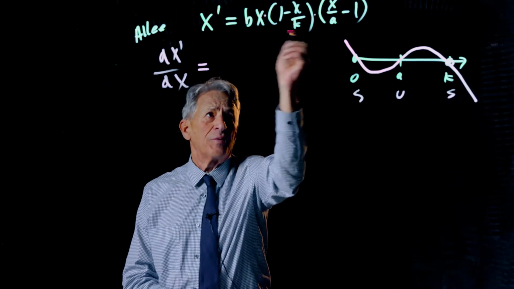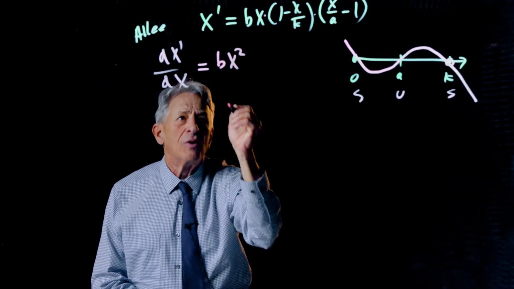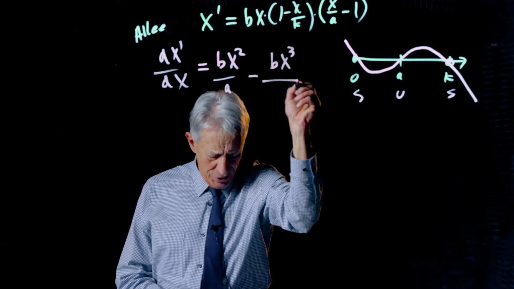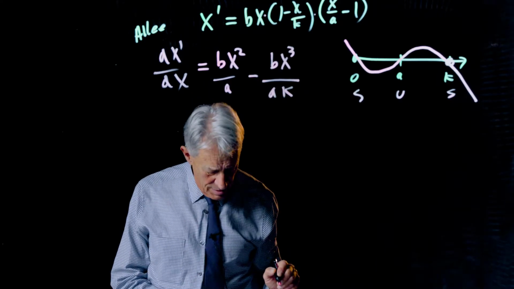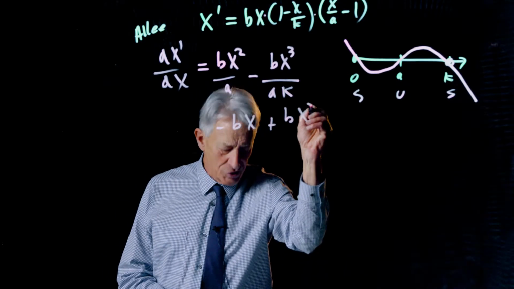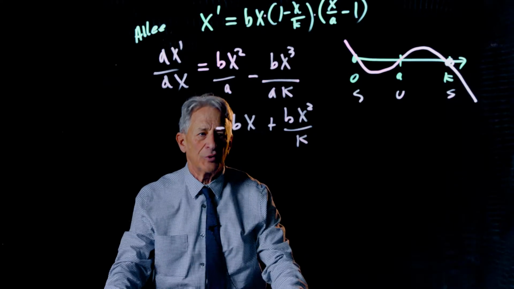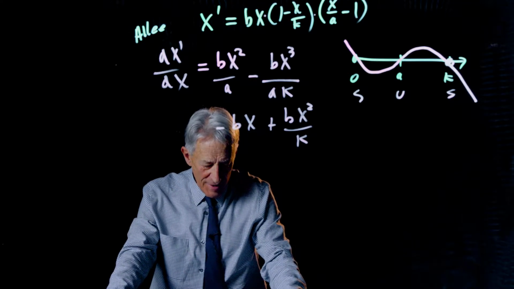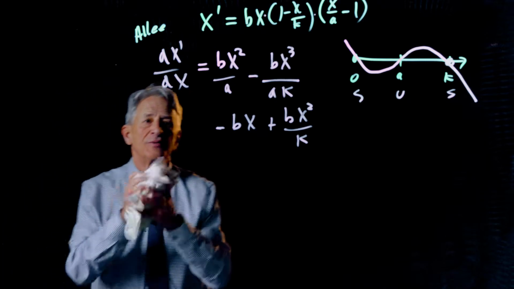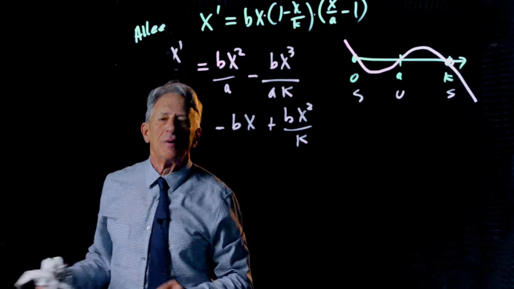the answer is the product of these 3 terms is equal to bx squared over a minus bx cubed over ak minus bx plus bx squared over k. Those are the 4 terms that you get by multiplying all of this out. Now, I'm sorry, that's not dx prime dx, that's x prime. That's just multiplying that out. So that's x prime.